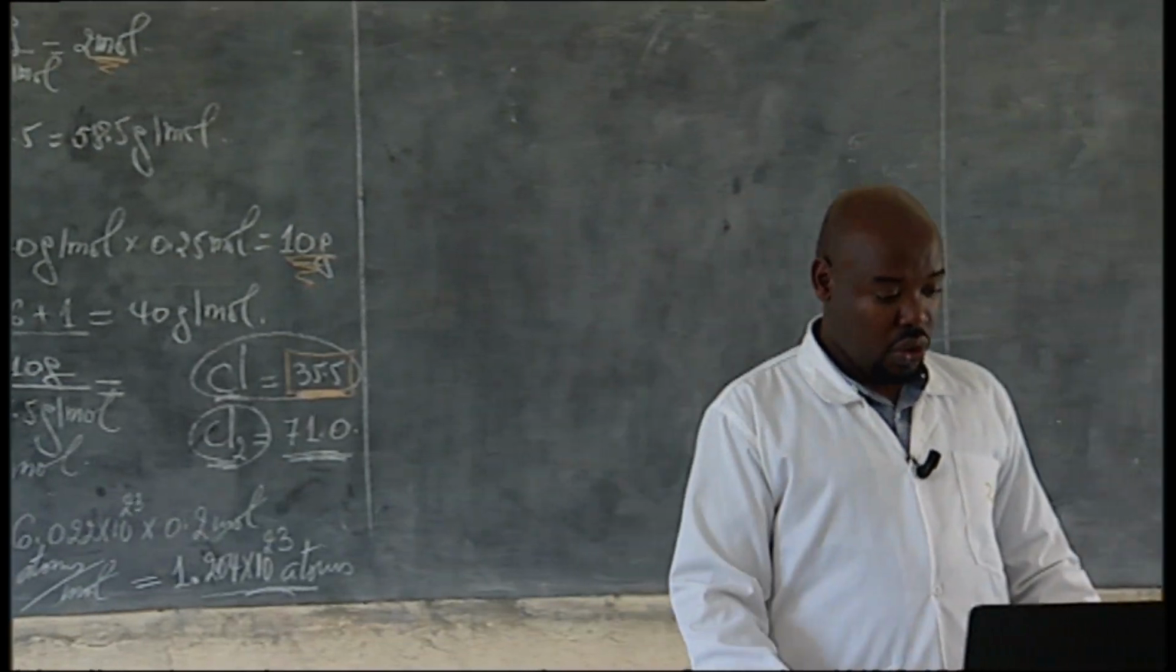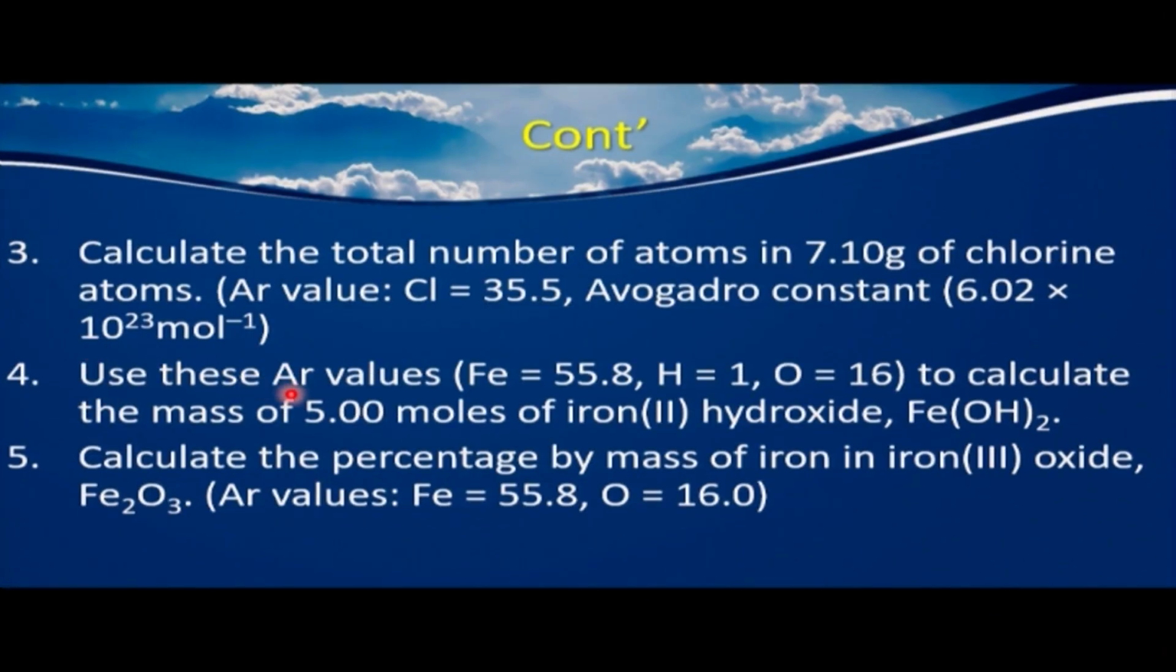So we go to the next question. Use these AR values. We have iron, that is 55.8, hydrogen with 1, oxygen with 16, to calculate the mass of 5 moles of iron 2 hydroxide. Here they are asking to find the mass of 5 moles. And you remember the formula we have. The formula for question number 4, the formula to get this mass is molar mass times number of moles.